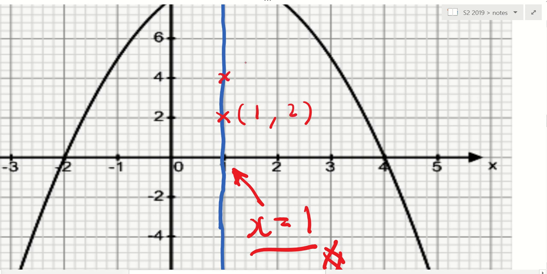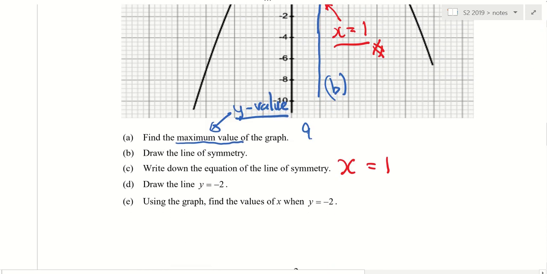Next person will tell us what is this coordinate. Do you notice that all the x coordinates are the same? Yeah, like a straight line. Don't say straight line, say a vertical line.